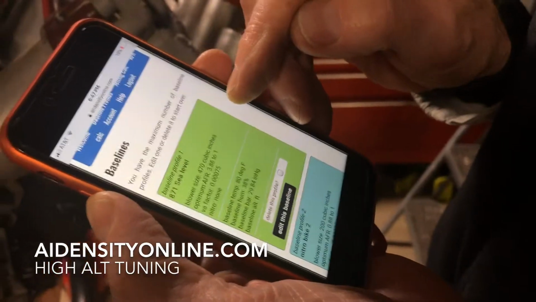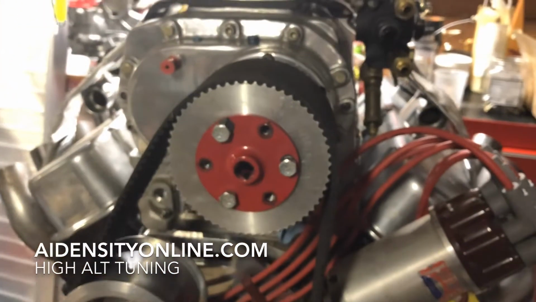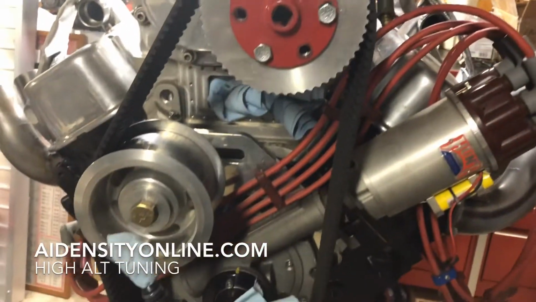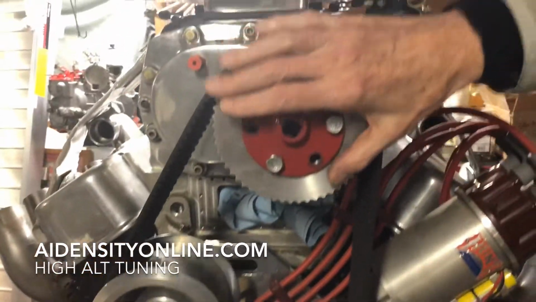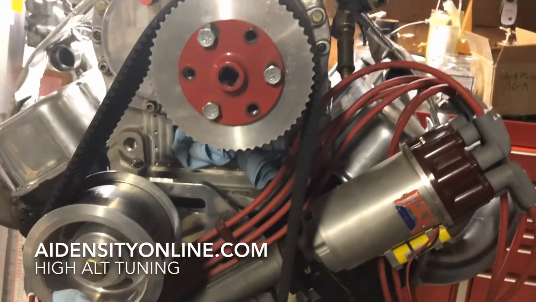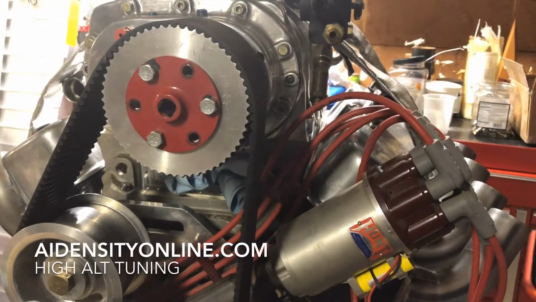We're going to examine now determining the setup because we're going to be going to a higher altitude track. What we're going to do is compensate for the altitude by simply changing the blower overdrive, and we're going to use the calculator to figure out how much blower overdrive to keep the same fuel mixture.